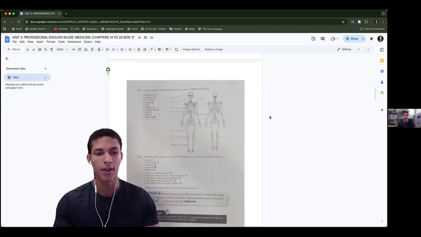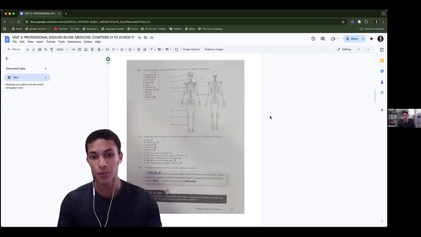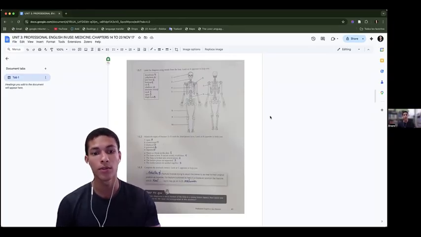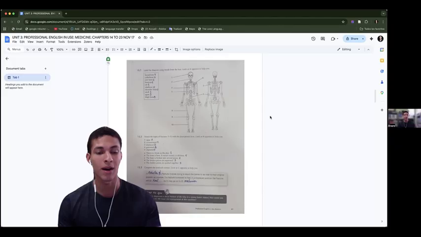Now, exercise of chapter 16. Label the diagram using words from the box. Look at A opposite to help you. Breastbone is number 4, as we can see with the drawing of the skeleton. Collarbone is 6, jawbone is 2, kneecap is 9, rib is 5, shin bone is 10, shoulder blade 7, skull is 1, spine is 3, and thigh bone is 8.